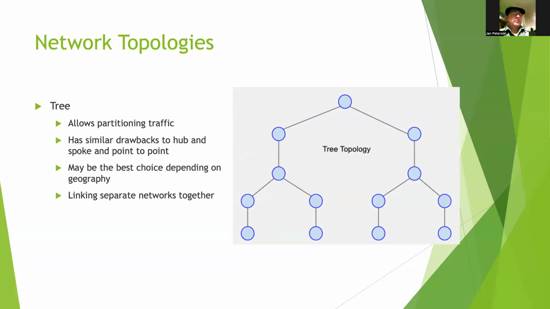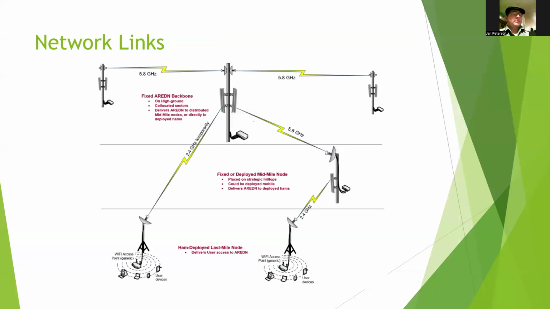A tree structure is nice because it allows partitioning of traffic. You could say, okay, I want all my video traffic to stay on these frequencies or these bands, and then I won't run any email or anything over that part of the network. And I'll only do that on these other ones, and then they won't interfere with each other. It has similar drawbacks to the hub and spoke. If a critical node goes away, all the nodes downstream of that are disconnected, right? So that's something to consider. This is a good concept for linking different networks together.